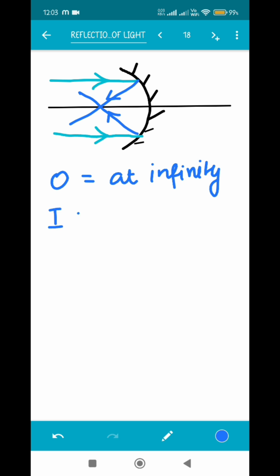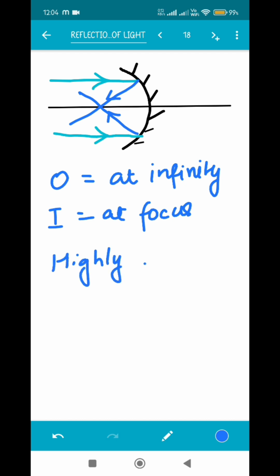So in this case, the object is at infinity and the image is formed at the focus. As you can see in the diagram, the image is formed at the focus. So how will we understand the position of the image? Where the 2 rays of light will meet. That is the position of the image. And what will be the nature of the image? As you can see, the rays are focusing at a point. That means the image will be highly diminished. That means it will be very tiny.